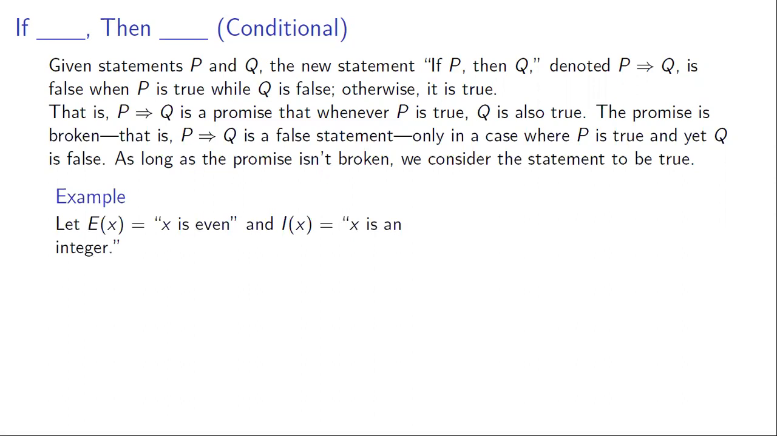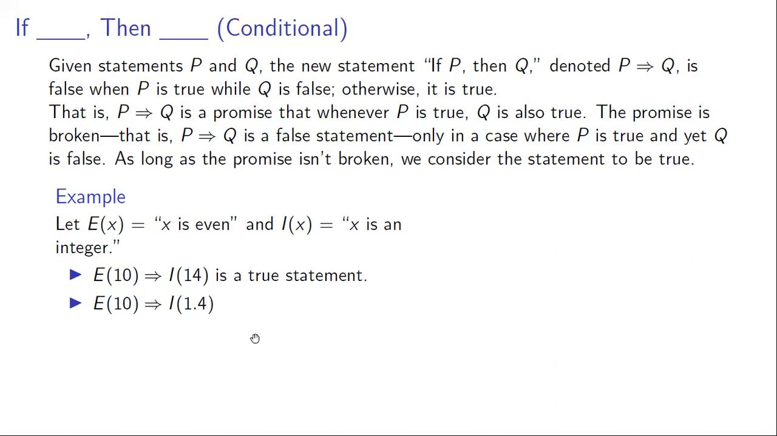For example, let E(x) be "x is even" and I(x) be "x is an integer." So let's say I say this: if E(10), then I(14). This is a true statement. Now what is this new statement saying? It's saying I'm promising you that if this is true, then this has to be true. Well, this is true and this is true, so this is a true statement.